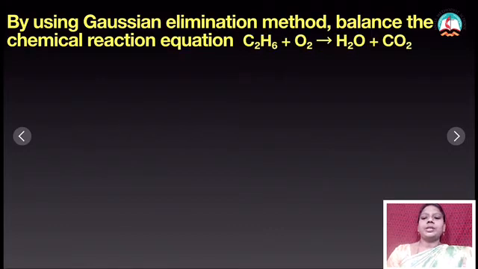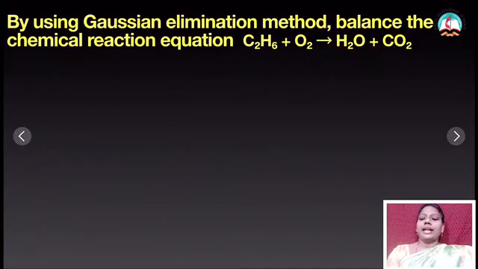Now, by using the Gaussian elimination method, balance the chemical reaction equation. What is that equation? This is the given equation. We have to balance this chemical equation. You learn this in chemistry, but using mathematics, that is using a matrix, how can we balance this chemical equation? That is the thing we are going to see. This is also one of the applications of matrix. We are applying this in chemistry.